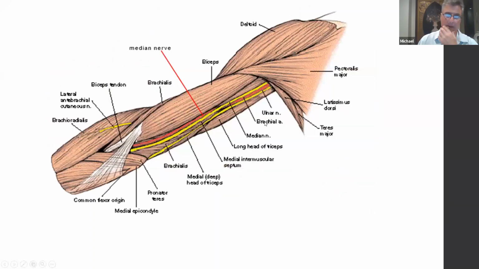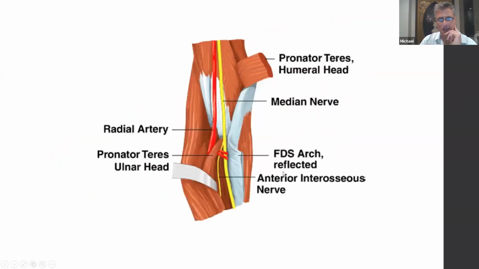So this is just a better schematic picture. The median nerve runs together with the brachial artery underneath the lacertus fibrosus. And then it goes between the two heads of pronator teres into this area here, which I think I've got a slide that shows a little bit better than that. So this is not actually a great slide. It's a bit confusing, but there goes the median nerve.